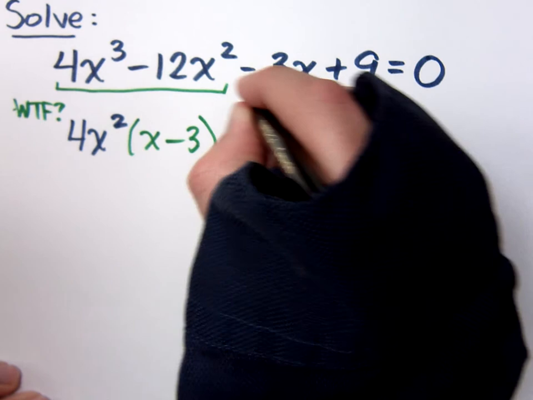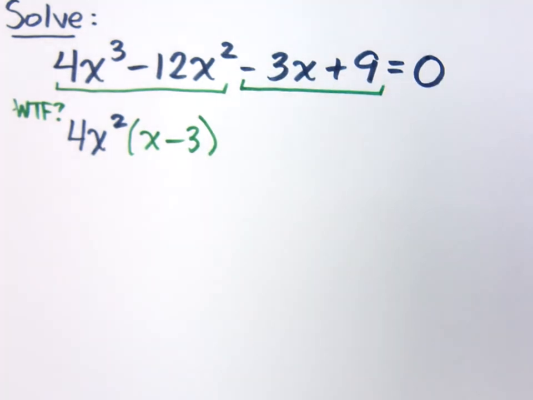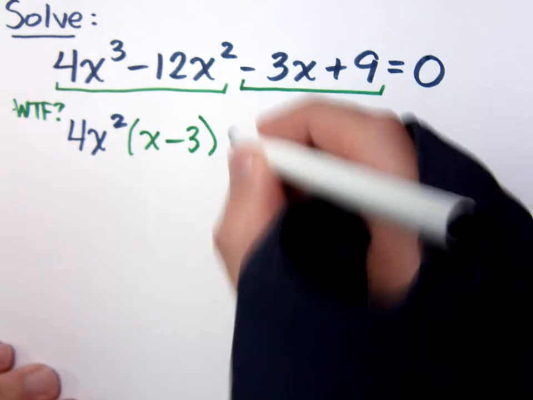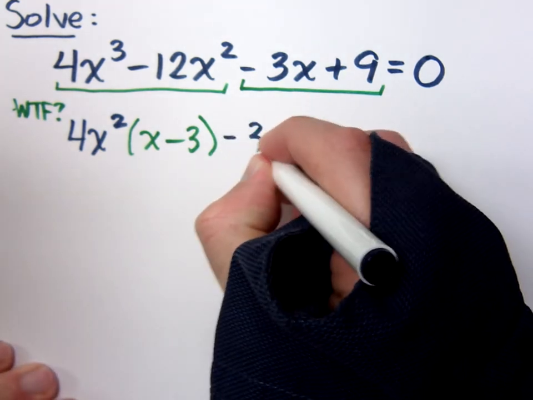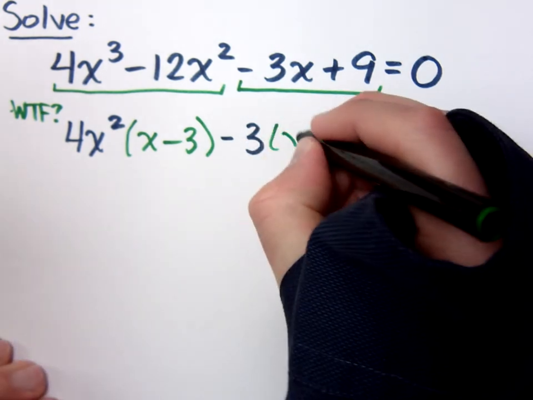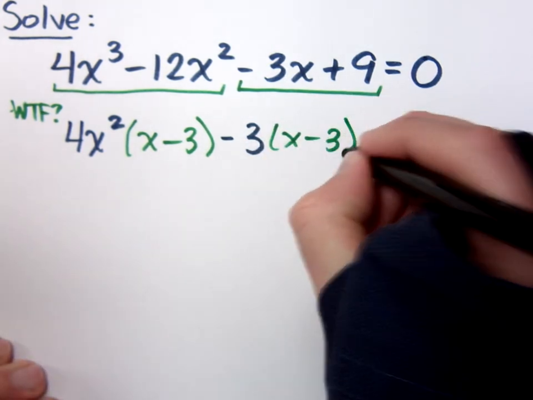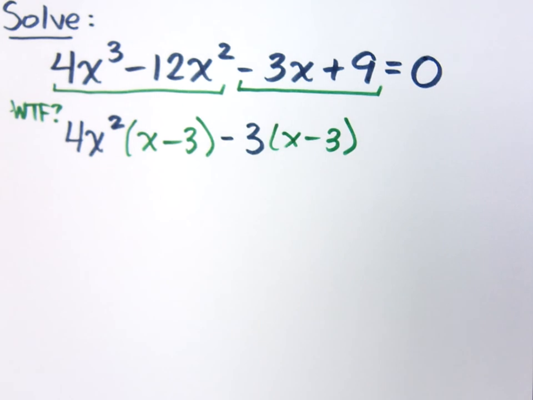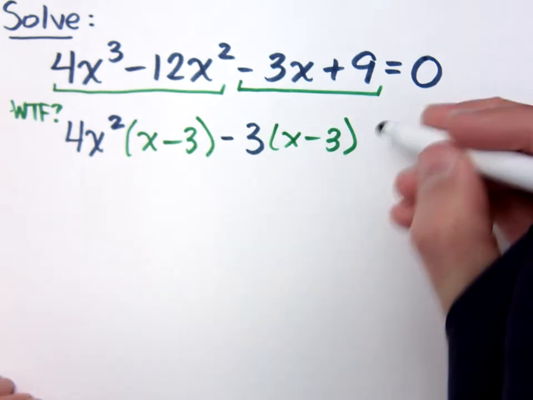So what's the common factor in the second group, which is negative 3x plus 9? Remember how I feel about being out with the negatives? So negative 3 is my common factor, and then what's left? x minus 3. Do y'all agree?